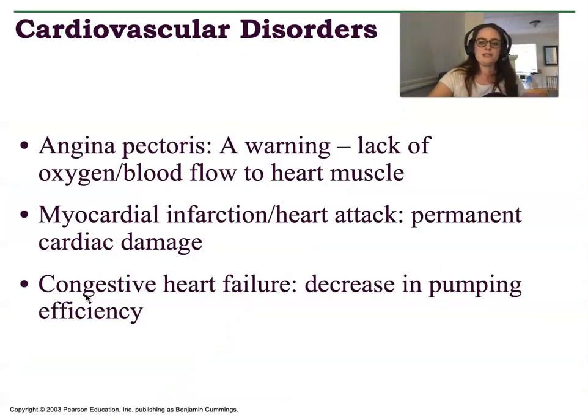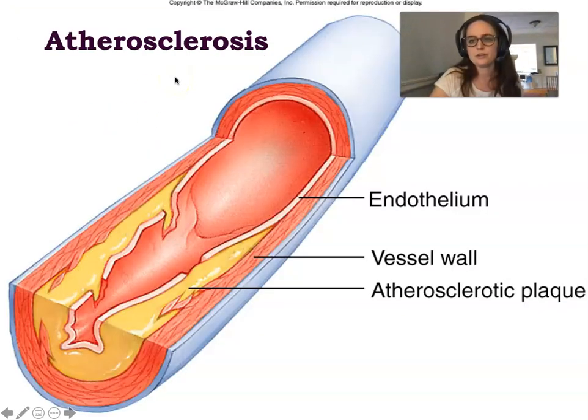So again, these can be distinct, but they could also occur in the same person. You can have an MI without ever having angina pectoris. It can be sudden. You can also go into something called vascular spasm.